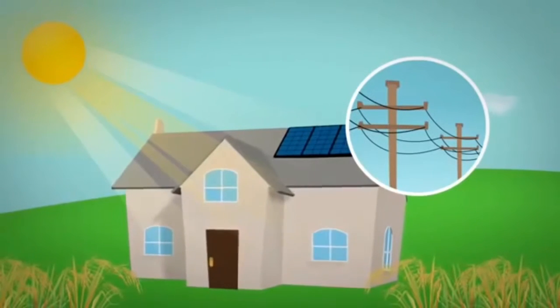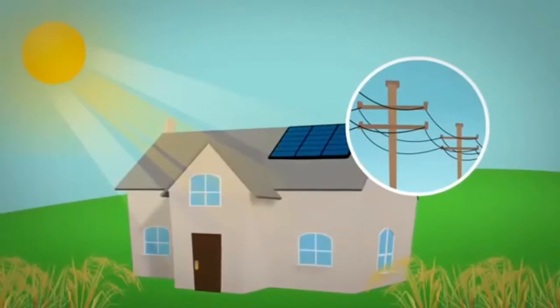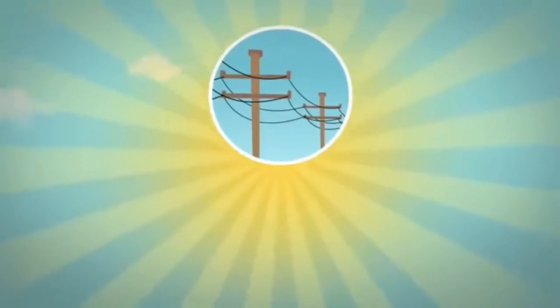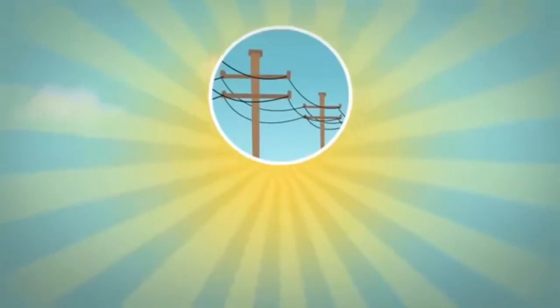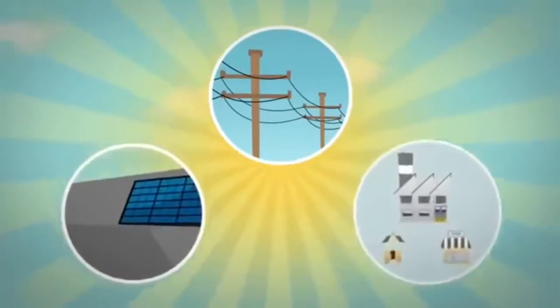Battery pack. Solar power systems produce electricity during the daytime when the sun is shining. Your home demands electricity at night and on cloudy days when the sun isn't shining. To offset this mismatch, batteries can be added to the system.